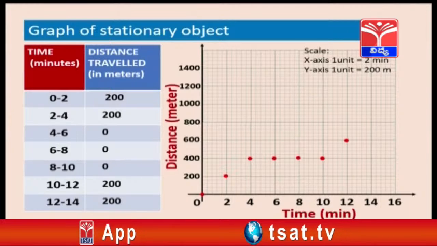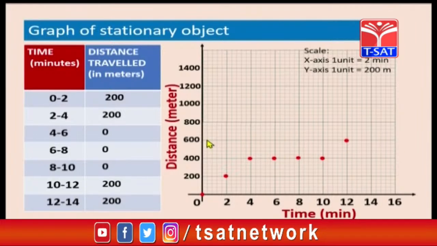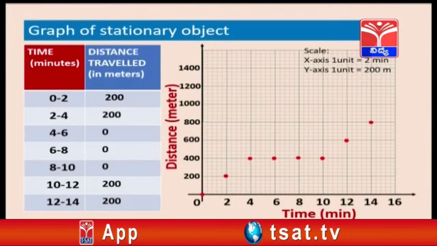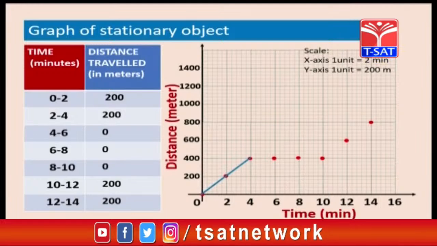And in the next 2 minutes it again travels a distance of 200. That's why the value now becomes 600. 400 plus 200 will become 600. So finally after 12 minutes the object covers a distance of 600 meters. And after 14 minutes, it traveled 200 meters in the last 2 minutes. So that's why it covers a total distance of 800 meters.